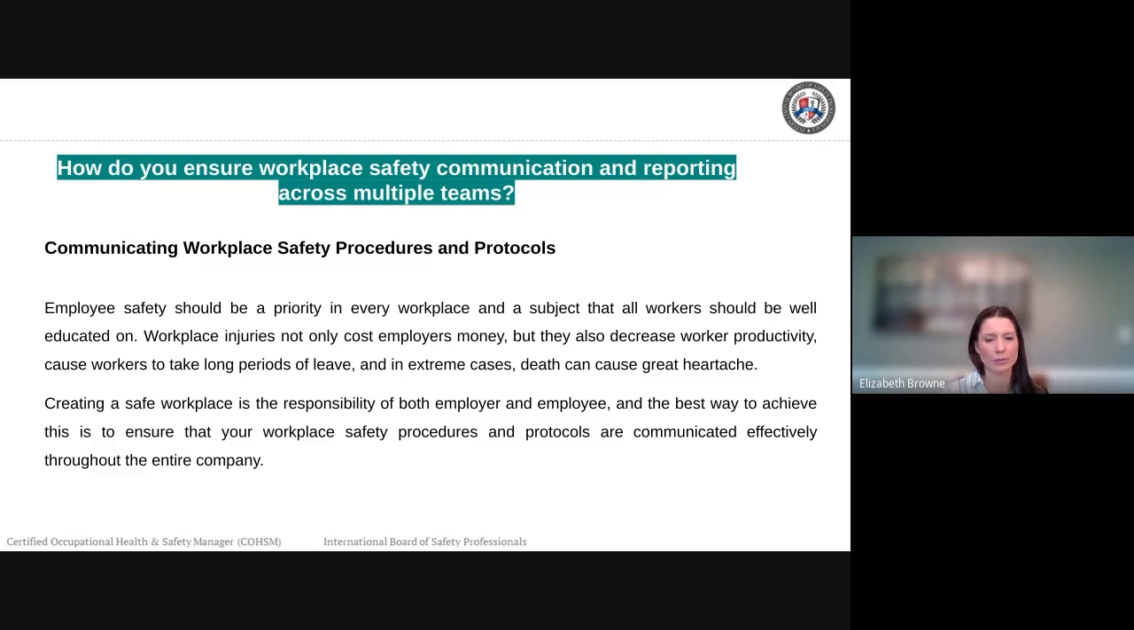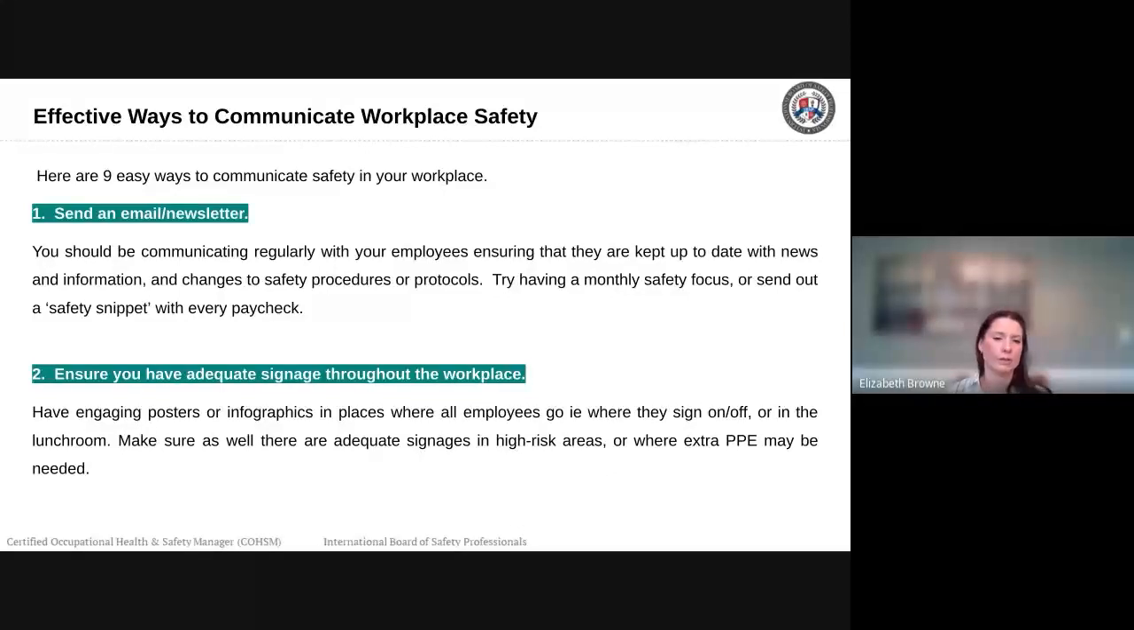So the most effective way to do this is to ensure that employee safety is a priority, and that communicating the proper procedures and protocols to employees is your priority, in terms of making sure that it's communicated effectively throughout the entire company. So the way that you conduct this can differ based on the format of your organization. Here we have 9 ways to communicate safety in your workplace.